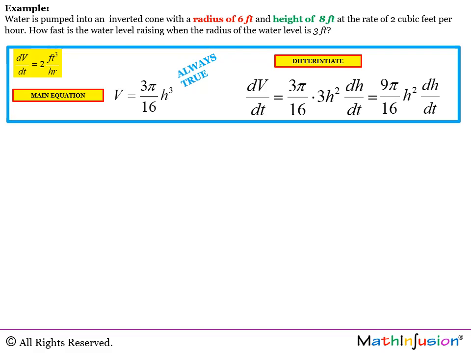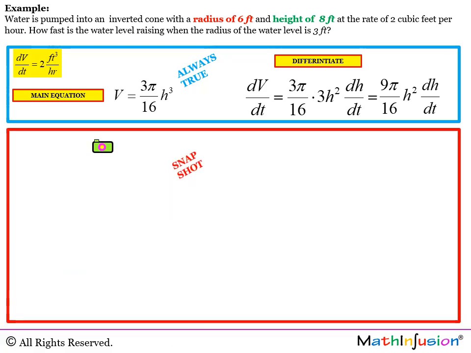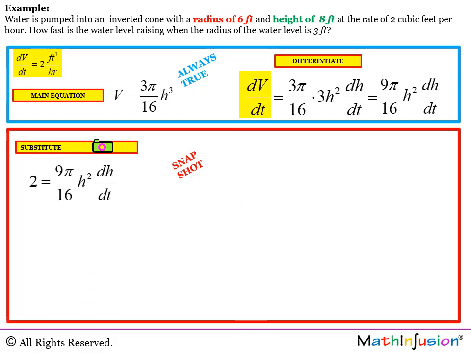We are done with the always true. Now we have to focus on the snapshot. Let's see what we need for the snapshot. First of all, we know that dV/dt is 2, because it says so. The water is pumped in at a rate of 2 cubic feet. We also wrote it before, and we know that dV/dt is 2 cubic feet per hour.